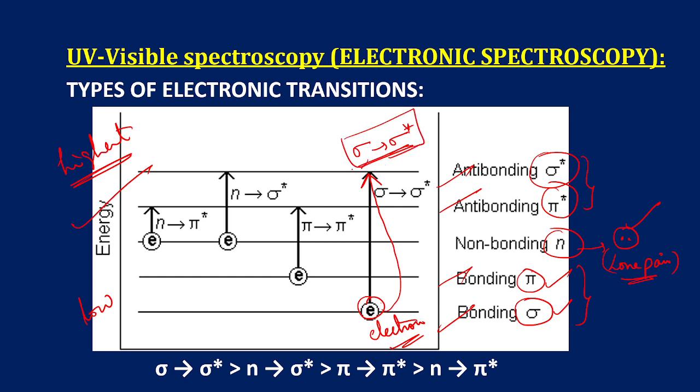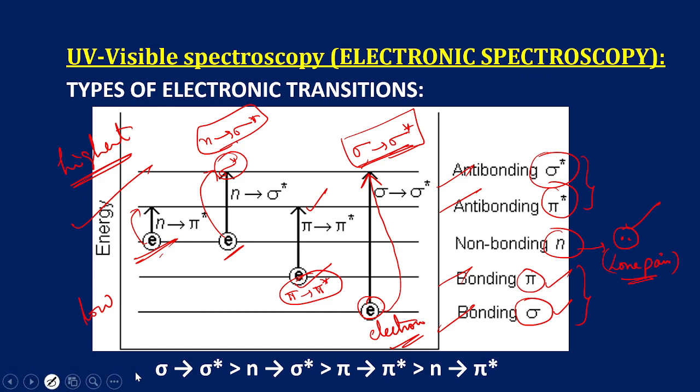Sometimes, if you give much more energy, the electron will absorb much more energy of light, and then the electron will immediately jump from the very lowest energy level, bonding sigma, to the very highest energy level, anti-bonding sigma star. But sometimes the electron jumps from pi bonding to pi star anti-bonding. Such a transition is called a pi to pi star transition. Sometimes the electron jumps from the non-bonding energy level to the sigma star energy level, that is n to sigma star transition. This is one type of electronic transition. And finally, sometimes the electron can jump from non-bonding to only pi star.